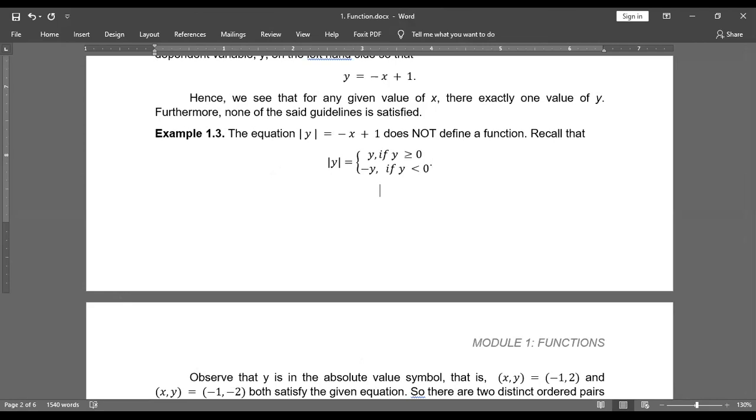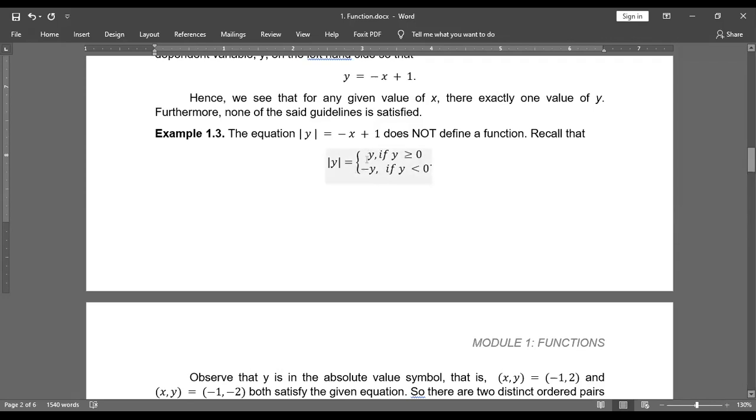So the absolute value is actually the distance of a specific numerical value on the number line. So when we talk about distance, we have to disregard the sign. So the absolute value of y can be positive y or negative y. It is positive y if y is greater than or equal to 0, and it is negative y if y is less than 0, or if our y is negative.